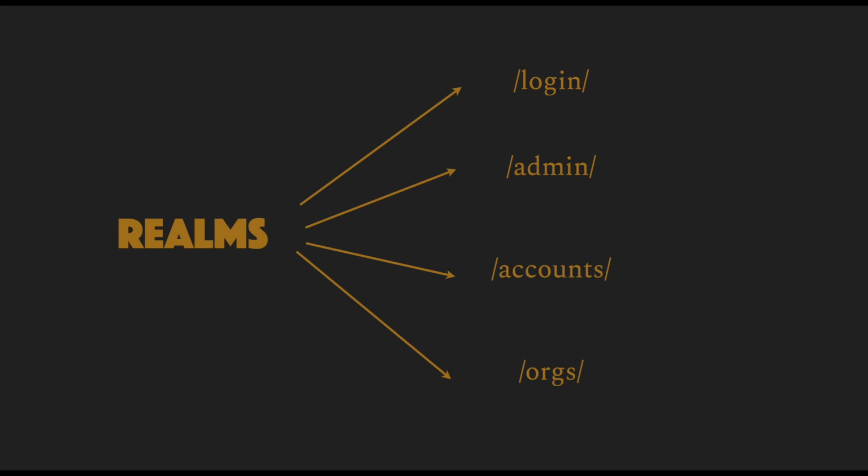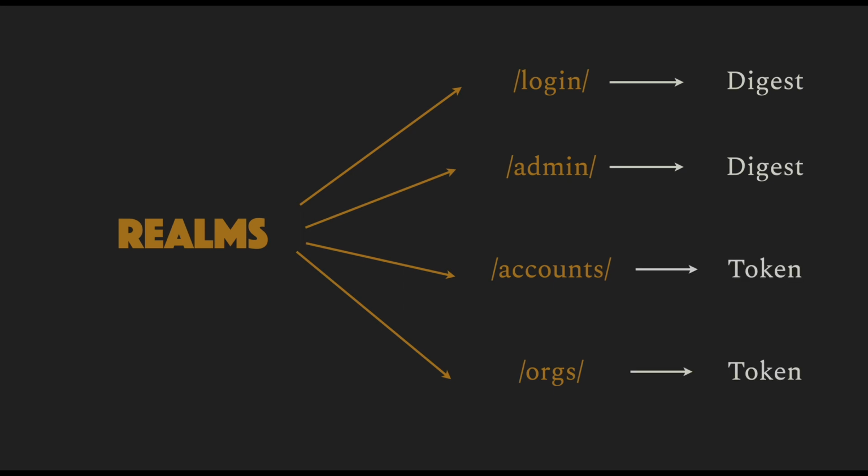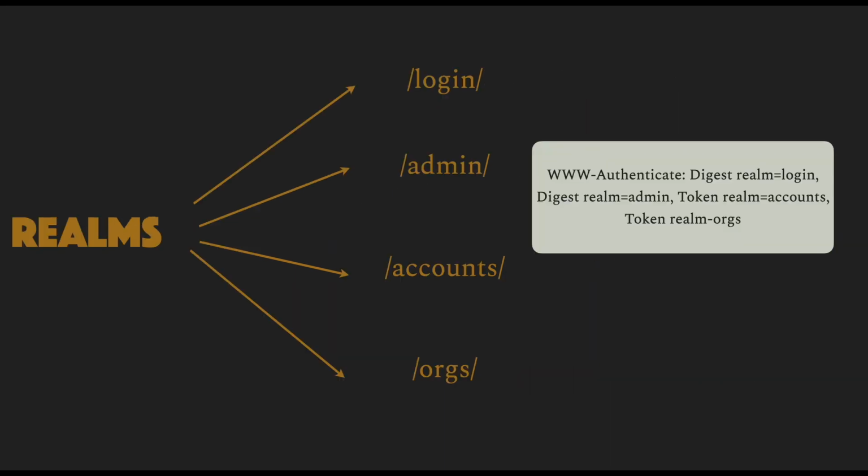HTTP auth is not defined on an entire server, but on these realms. One example might be that the login and the admin realms require digest authentication and the accounts and the orgs require token authentication. Any such combination is possible and allowed by the HTTP specification, and the implementers have a choice to pick whatever they want to use. And finally, the auth that is required for each realm is specified in the WWW-Authenticate response as a comma-separated string.